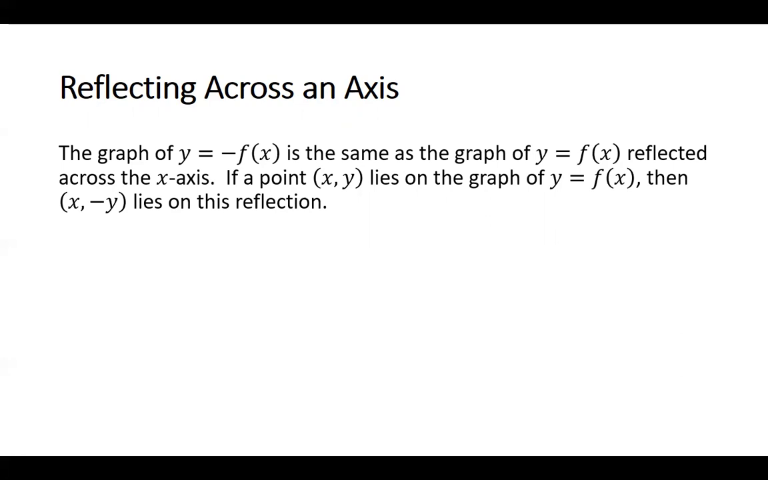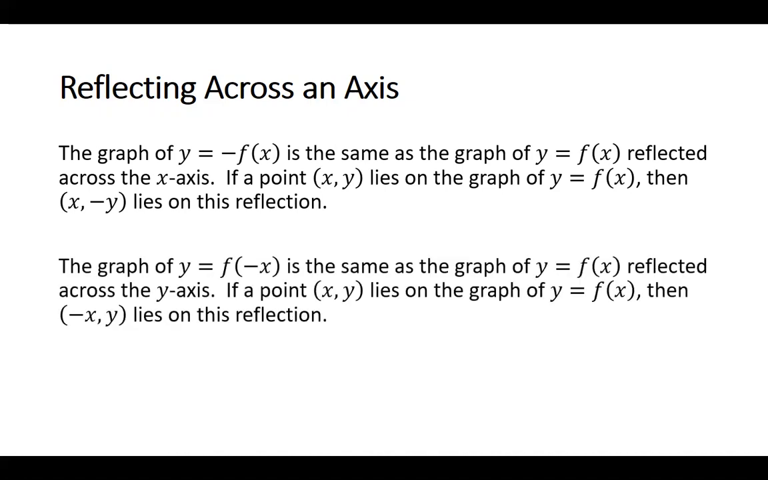If the output would have been 4, now it becomes negative 4. If the output would have been negative 7, now it becomes positive 7. So it reflects it across the x-axis. And notice that still is a vertical change. We're flipping it vertically.